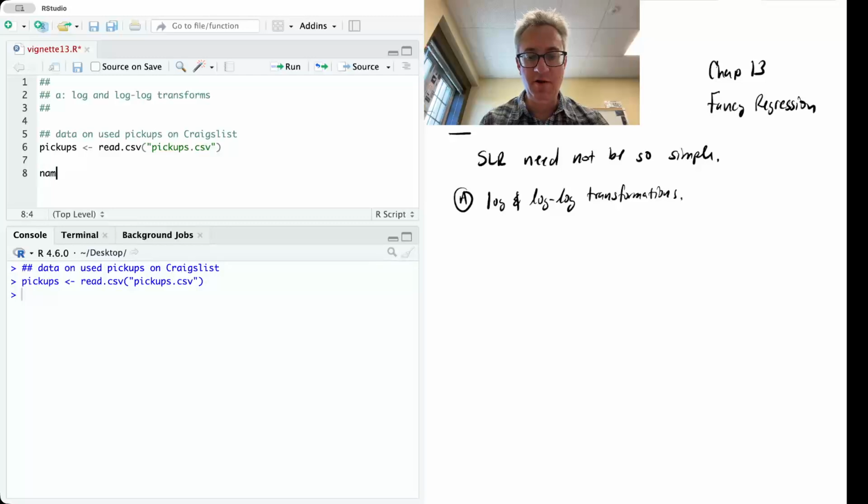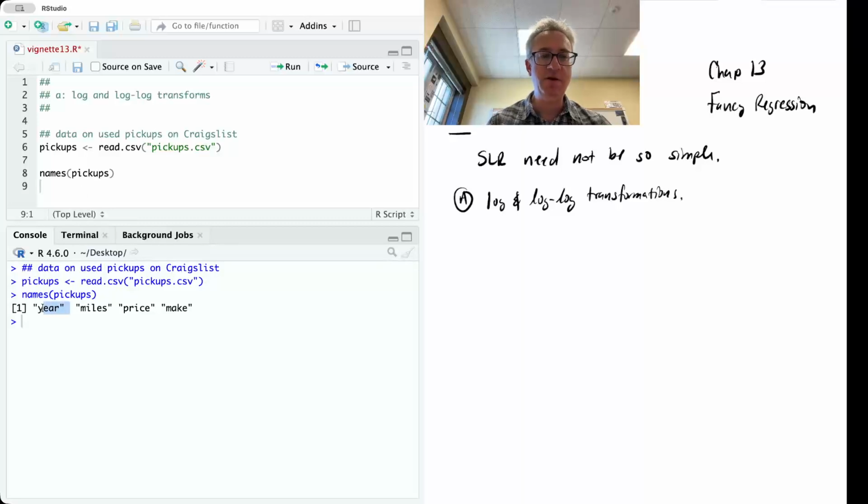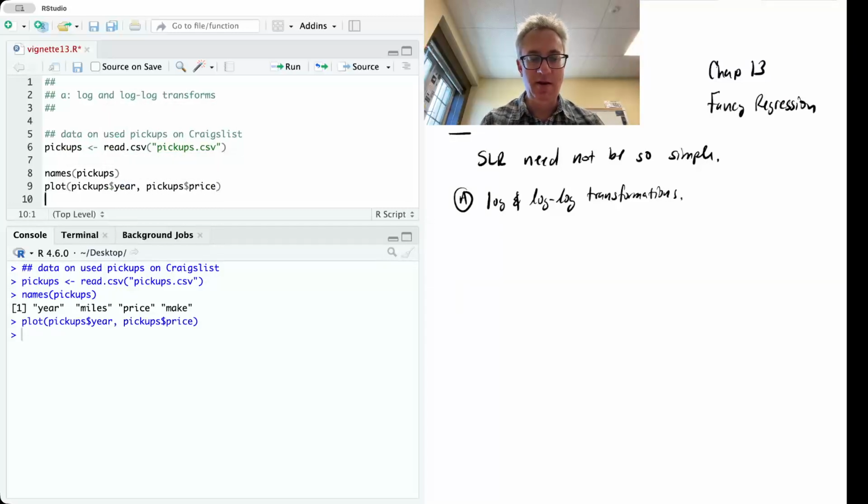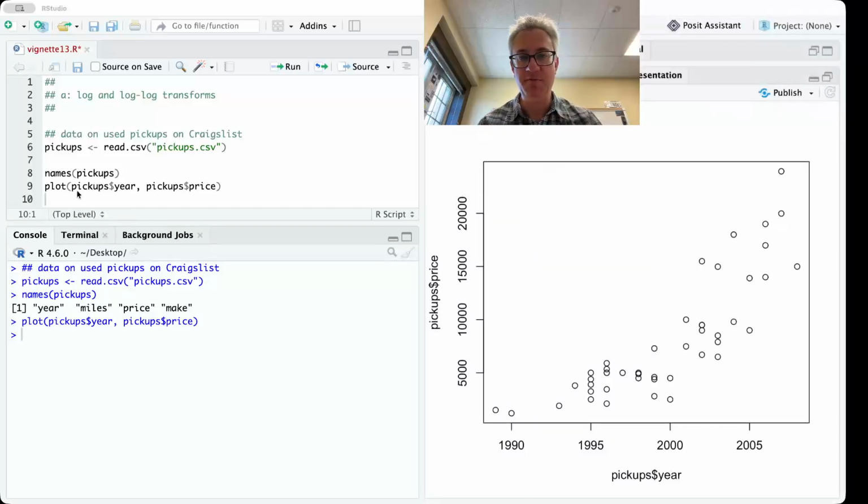But here, let's look at the columns of this data frame. It has information about the year of the manufacture of a pickup, the number of miles it has on it, the price it's being advertised for on Craigslist, and then the make. Right now we're just going to look at year and price. So let's plot pickups year and pickups price. Okay, so you should be able to see that plot. So the price of the pickup is higher on average if the pickup is newer, if it has a later manufacture year. So this is just visualizing.